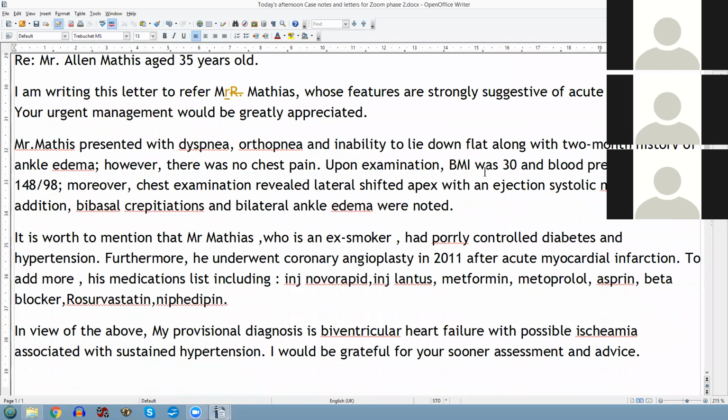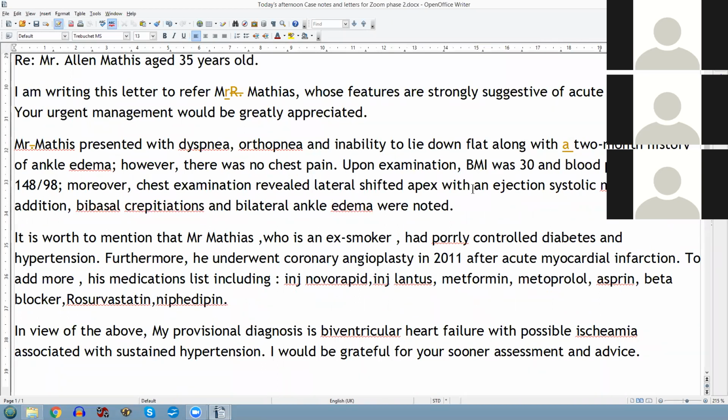Mr. Matthias presented. Why do you put a dot? Why is there a full stop? We don't need it. "Presented inability to lie down flat along with a two-month edema. However, there was no chest pain." However, well, okay.